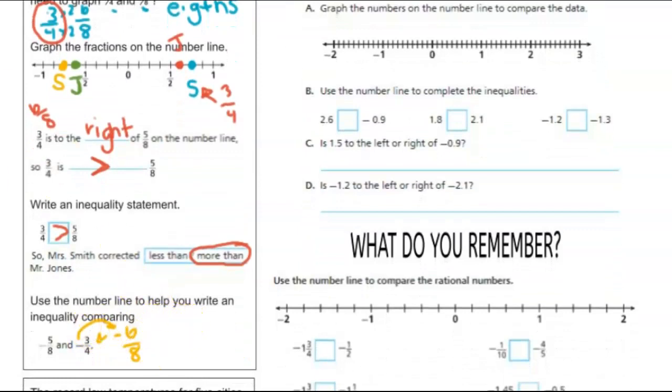And now we're going to write an inequality using that information. So I'm just going to start it by rewriting with our first number. -5/8 is what to -3/4? So -5/8 is right here. It's farther to the right-hand side, so it is greater than.